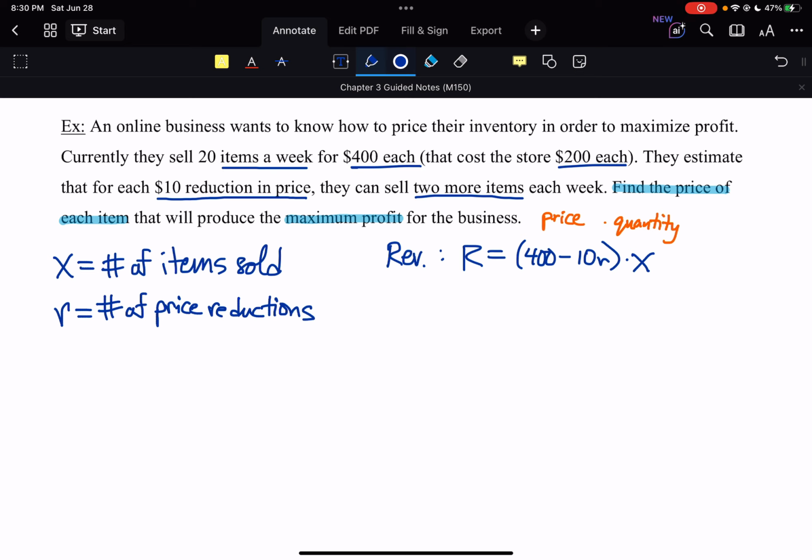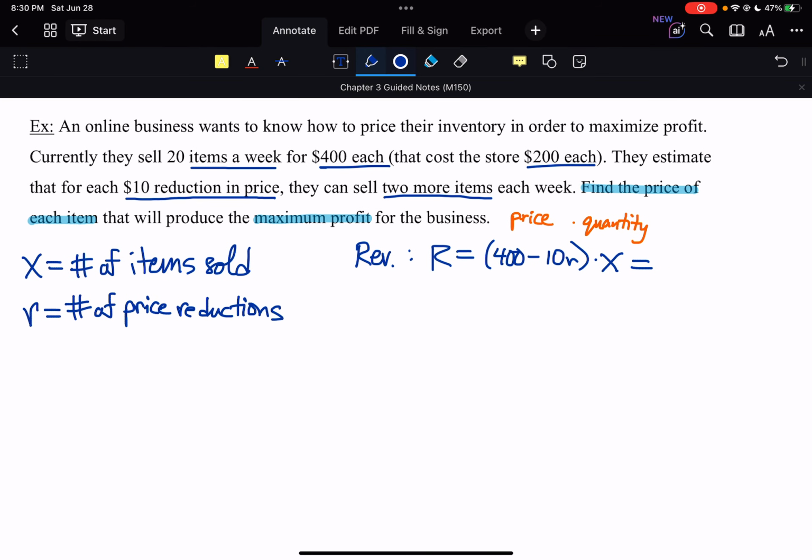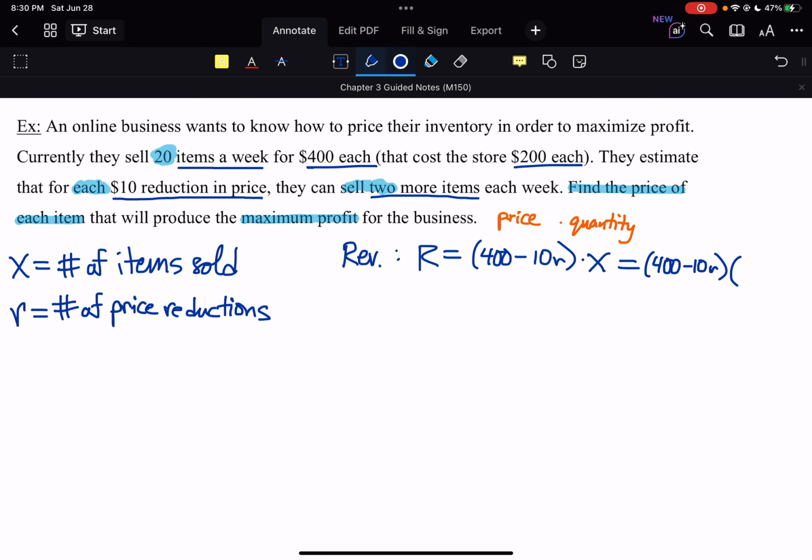Now, X, this number of items, can also depend on the number of reductions. Remember that currently they sell 20 items a week. And every time they reduce the price, they can sell 2 more items. So we have 400 minus 10R. X, the quantity that they sell, would be 20 plus every time they reduce the price, they sell 2 more. So that's 2 times the number of reductions.